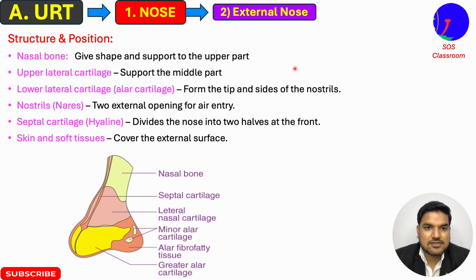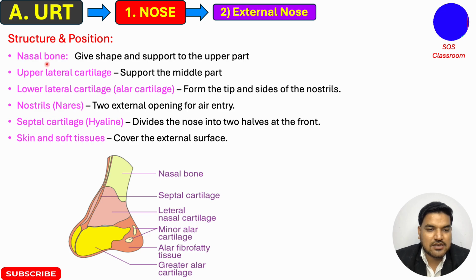Next, the second part is the nasal cavity. The nasal cavity is divided into two parts, external and internal. First of all, let's discuss the external nose. You can see the structure of the external nose. What are the parts of the external nose? Nasal bone. The middle part is called the septal cartilage, which divides the lateral portions. Next is the lateral nasal cartilage in the middle portion, and the lower portion is the lower cartilage, also called the alar cartilage.